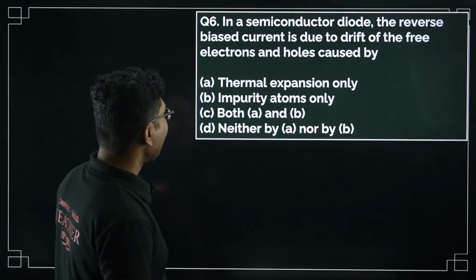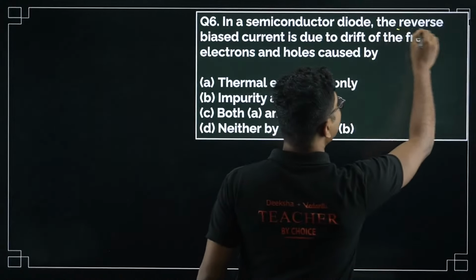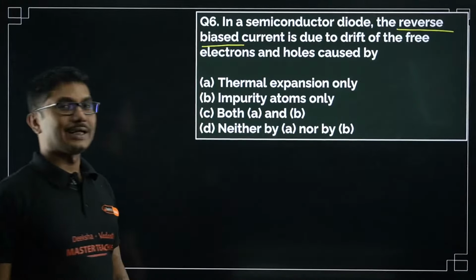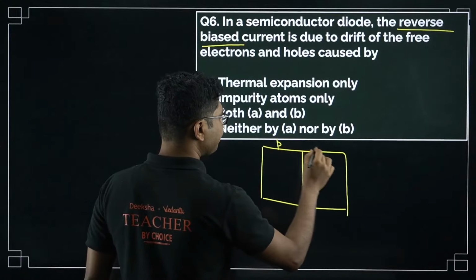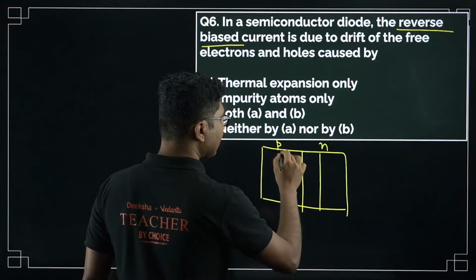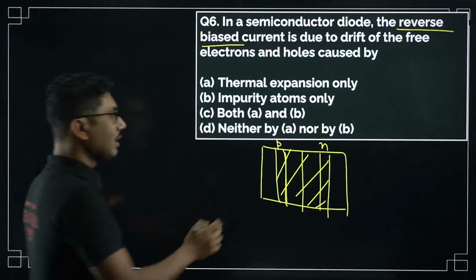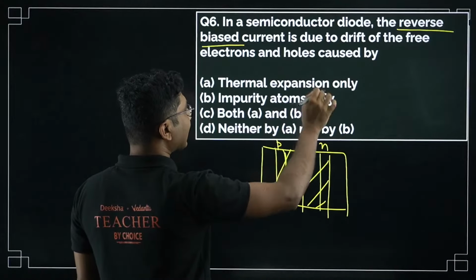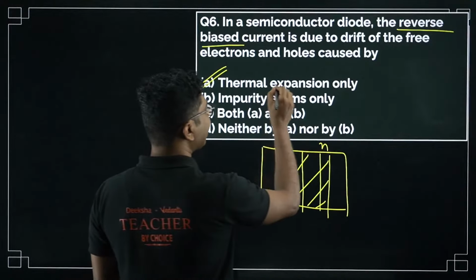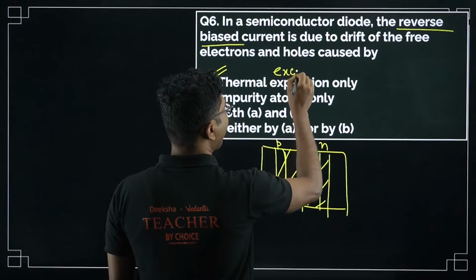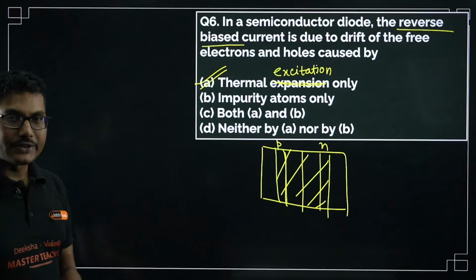The 6th question is, let's see. They are talking about the reverse biased current. So basically this is a PN junction. You are trying to increase the band gap, and the main thing that is responsible for the current is thermal excitation. It says thermal expansion only, not expansion, I think there is a spelling error here, it will be excitation, sorry. So it will be thermal excitation only.